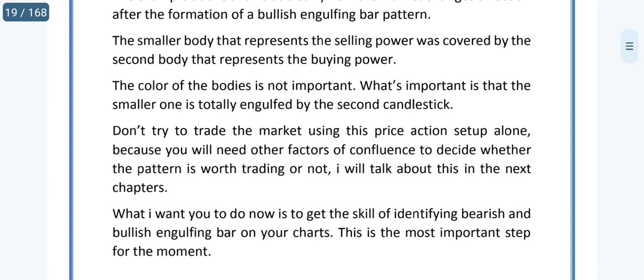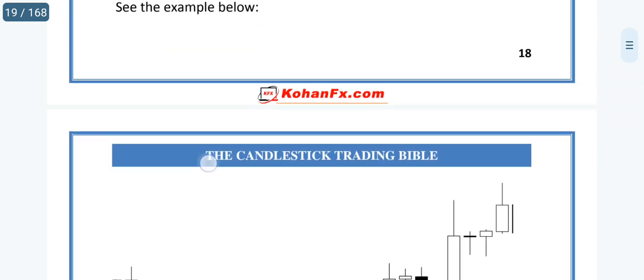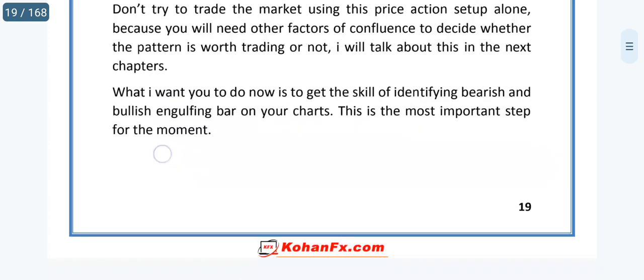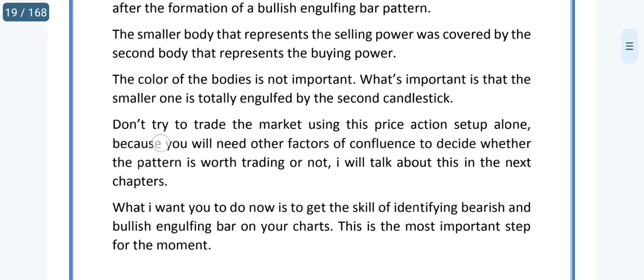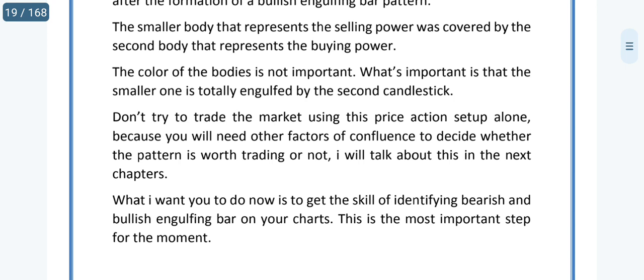The smaller body that represents the selling power was covered by the second body that represents the buying power. The color of the bodies is not important. What is important is that the smaller one is totally engulfed by the second candlestick.